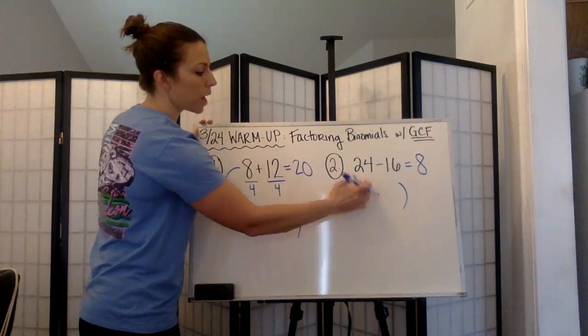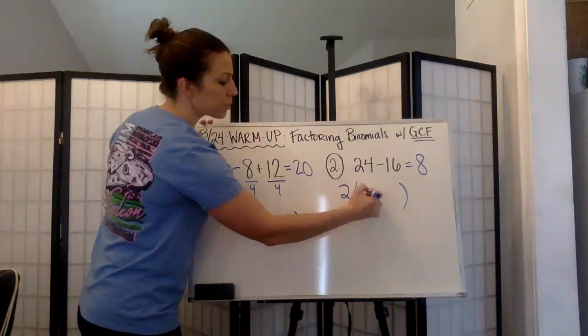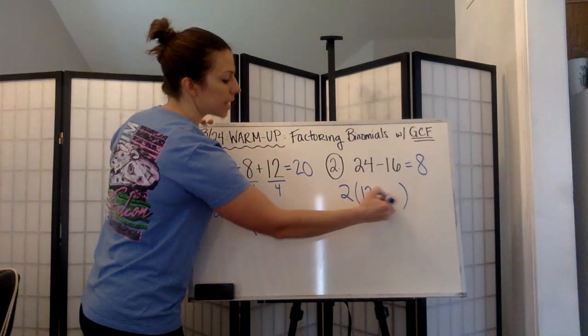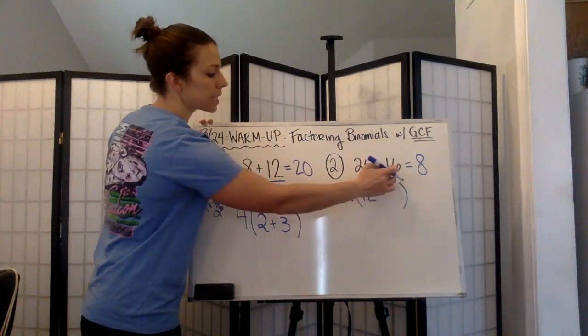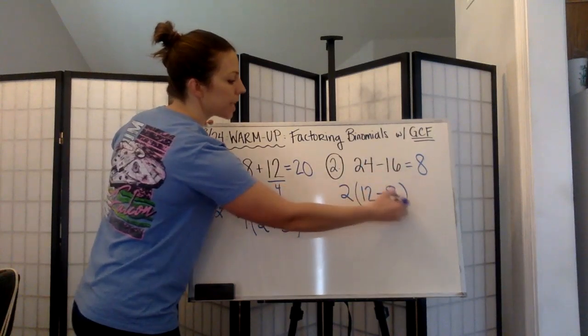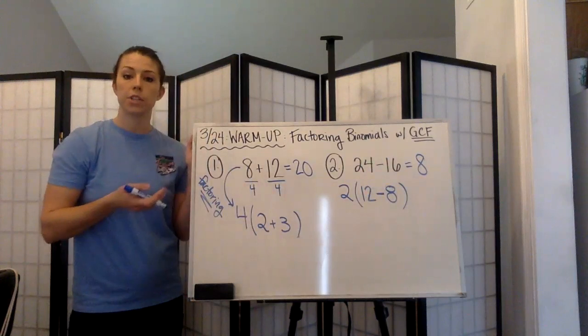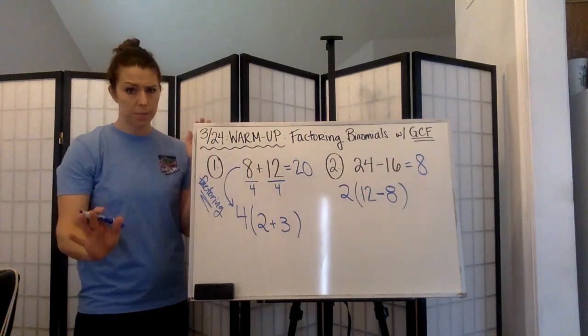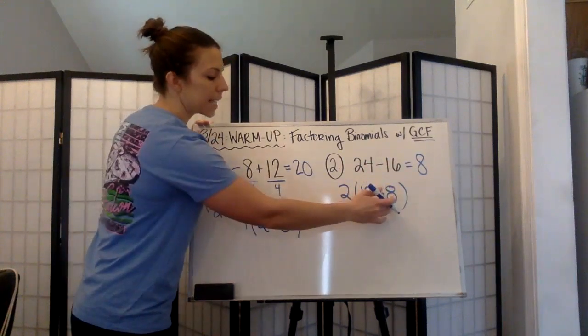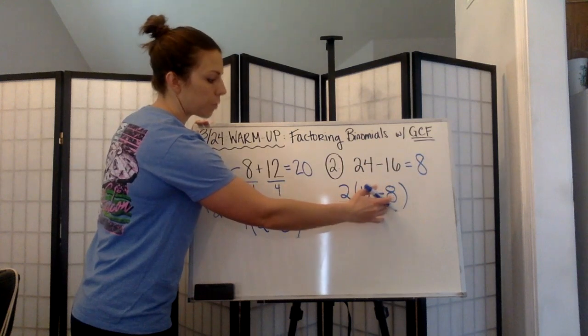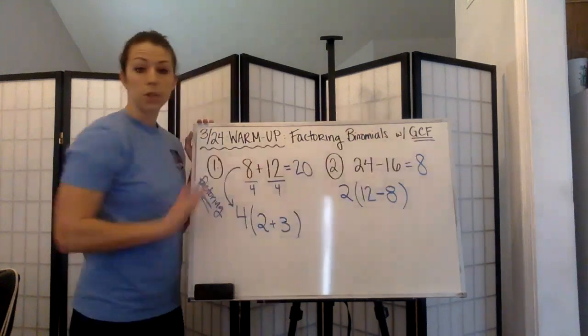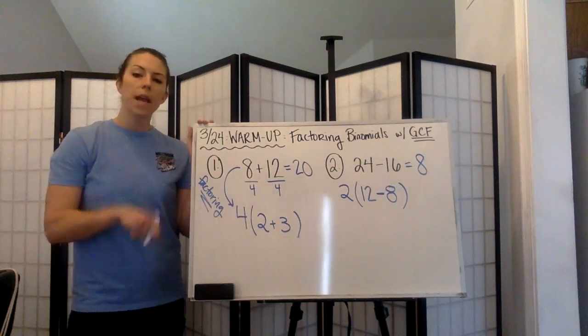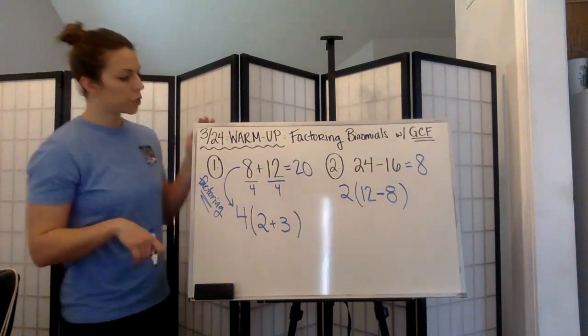Well, 2 times what is 24? 2 times 12. Maintaining subtraction, 2 times what is 16? 2 times 8. So that's one way to change it into a product. Now let's multiply just to be sure. 12 minus 8 is 4. 4 times 2 is 8. So it's still equivalent. What else could I have factored out instead of 2?